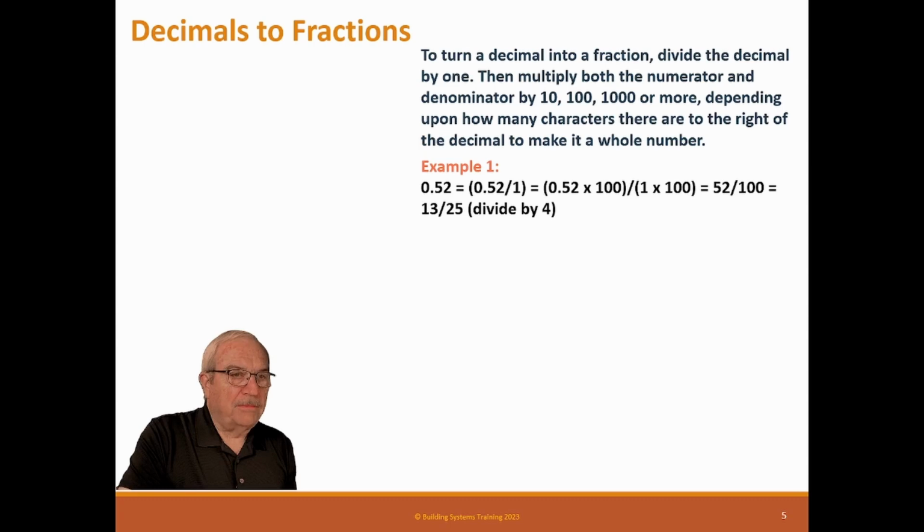So for example, if we have 0.52, you take 0.52 and divide it by 1. And because it has 2 decimal places, 1, 2, we're going to multiply it times 100.